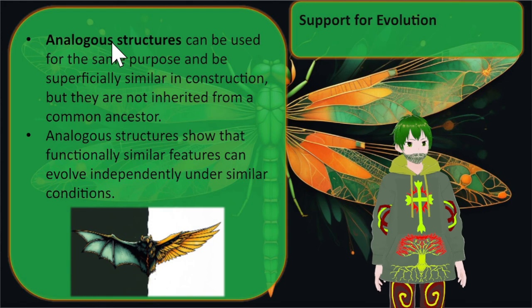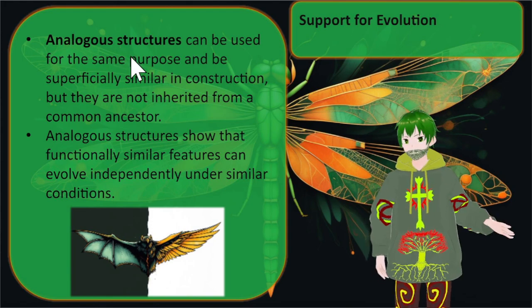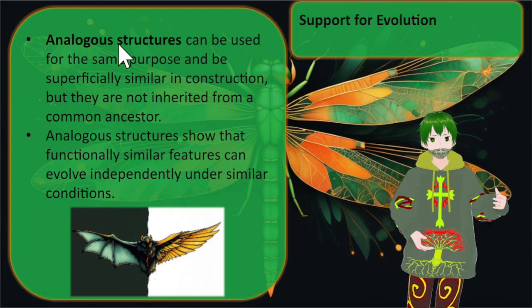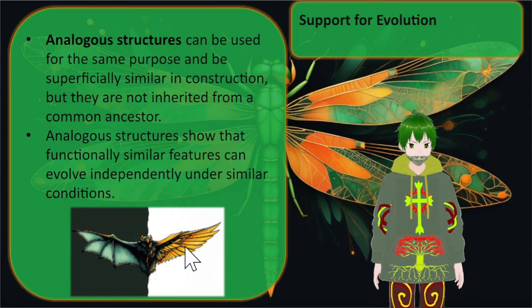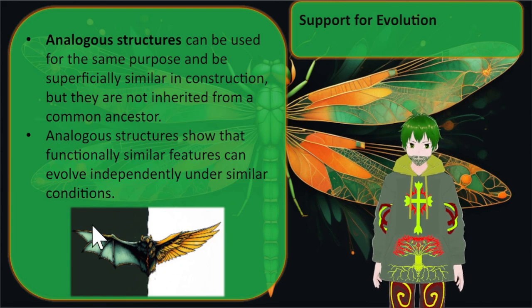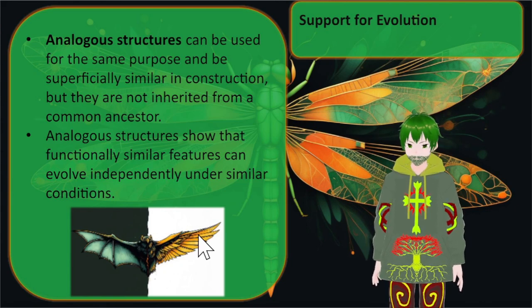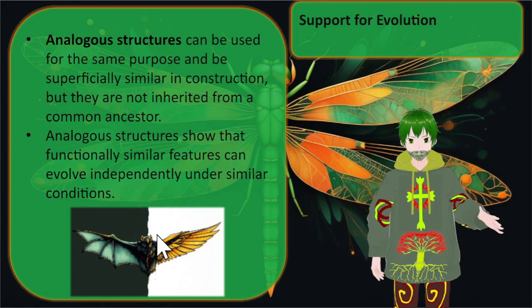Now, analogous structures is something that's interesting and doesn't actually support the theory of evolution or detract from it. It's kind of an observation that's been made. And that is that some structures, like the wing in a bat and the wing in a bird, look very, very similar, but they are not at all related. Okay?